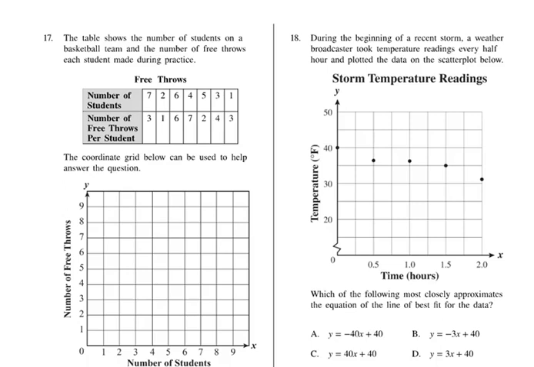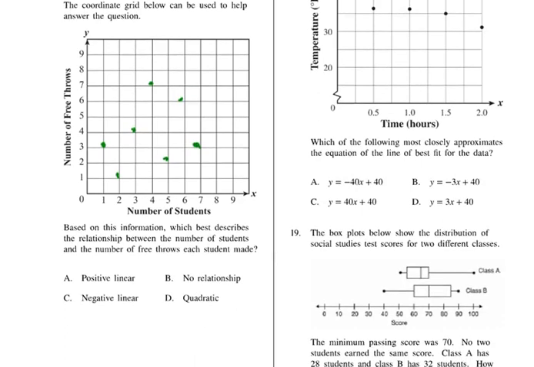For this one, you didn't have to make a scatter plot, but I did that. So I just put my numbers on here: 1, 3; 2, 1; 3, 4; 4, 7; 5, 2; 6, 6; and 7, 3. When you take a look at this, there is no relationship there. The scatter plot does not seem to be going up or down. It's all over the place.